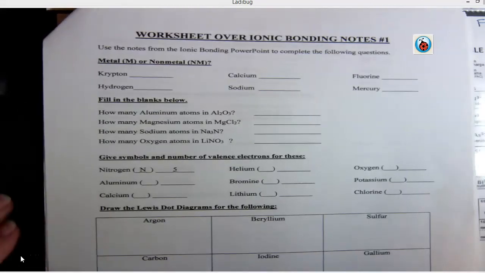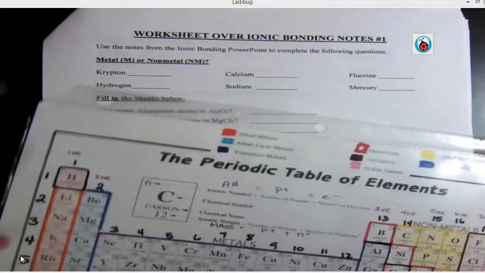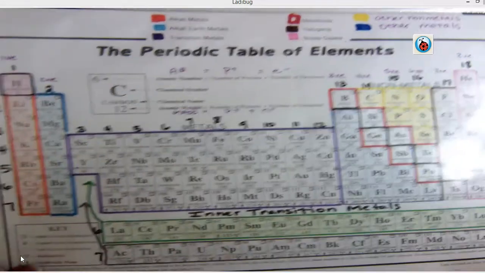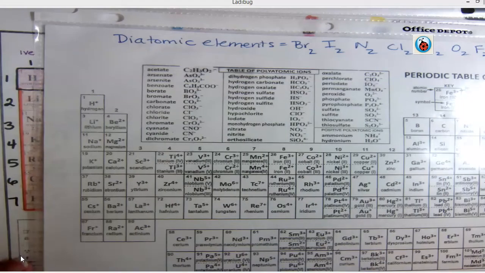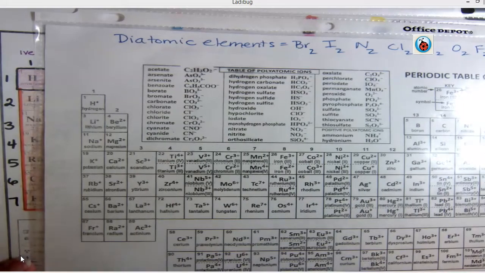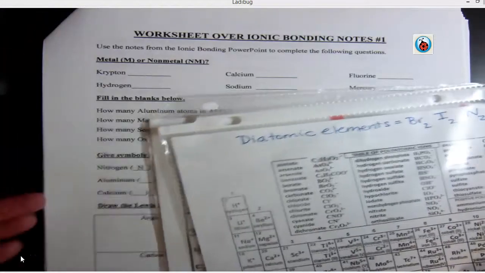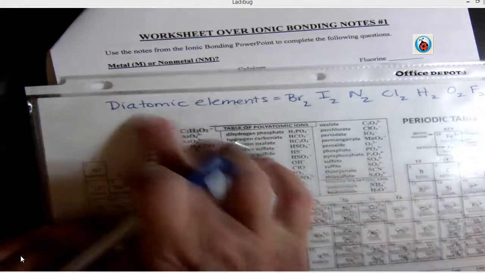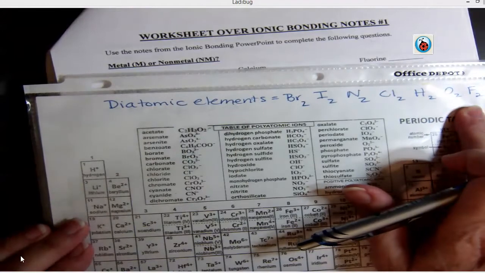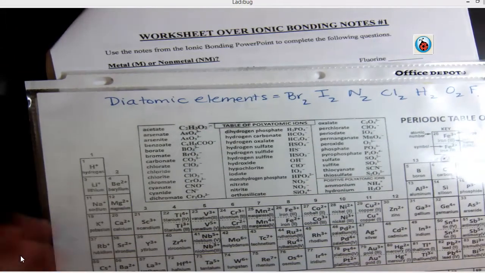Okay, this is the worksheet over our ionic bonding notes. You are going to need your notes, of course, a periodic table, and an ion chart. If you don't have both of these, make sure you get these. Also, back in your notes, and most people miss it, back on the first page of the notes, it says to write your diatomic elements here on your ion chart.